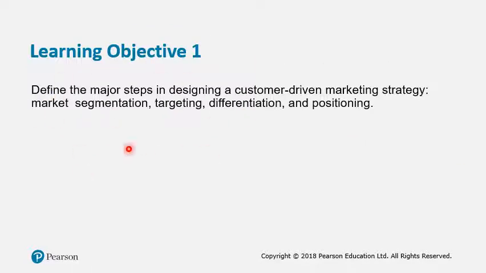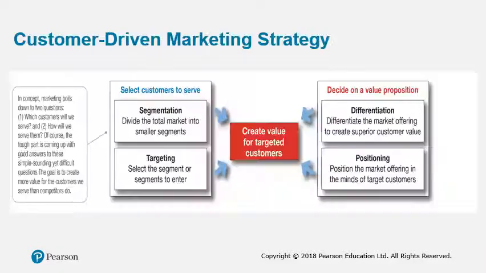So let's look at the first learning objective, which is market segmentation, targeting, differentiation, and positioning. Basically, here you're going to learn the definitions of these terms. In order to create a customer-driven marketing strategy, we have to create value for customers. We have the targeted customers, who, as you already learned, are the people that will most likely buy our product. How we do this is by selecting the customers that we're going to serve and deciding on the value proposition that the customer would like to have.